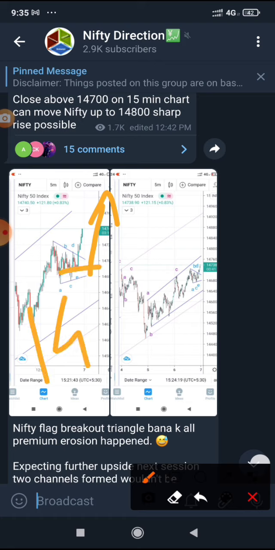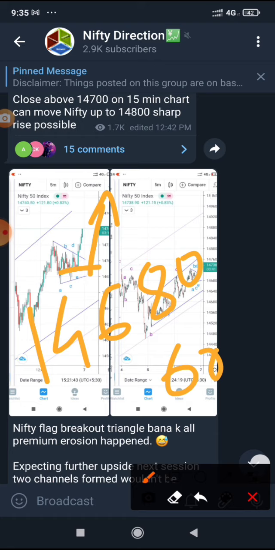14,000, what is that level, 680 levels. Then it moved almost 50-60 points towards 14,730 or something. Okay, so this is how the Aroon indicator can be used in trading to find out the trend.